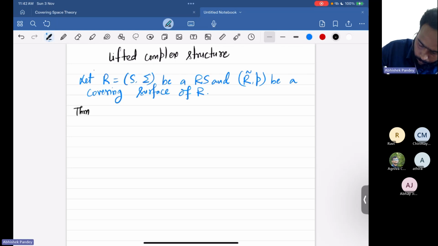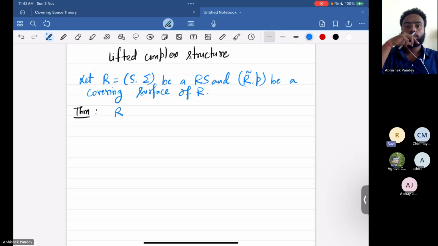So here is the first theorem. Here P is just a locally homeomorphism, or it will satisfy condition A also. As I said, henceforth we will assume that covering maps satisfy condition A. So that will be our definition now.